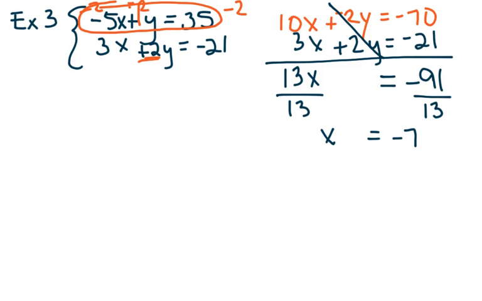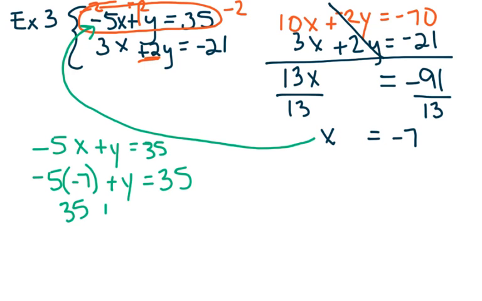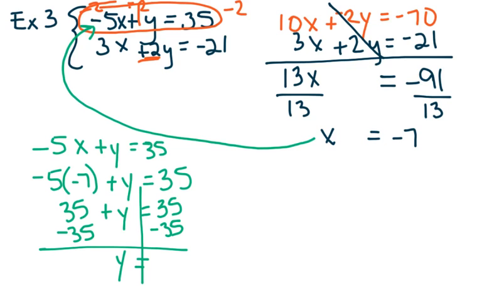So once we have our x value, we could plug it back in to one of my original equations. So my original equation was negative 5x plus y equals 35. So I'm going to replace the x with negative 7. So negative 5 times negative 7 plus y equals 35. So I get 35 plus y equals 35. Subtract 35 from each side, and we get y equals 0.